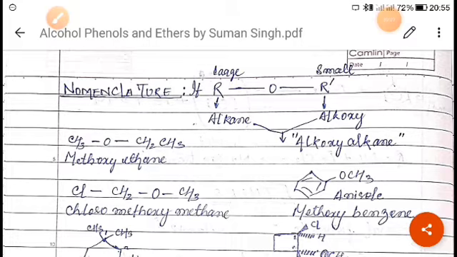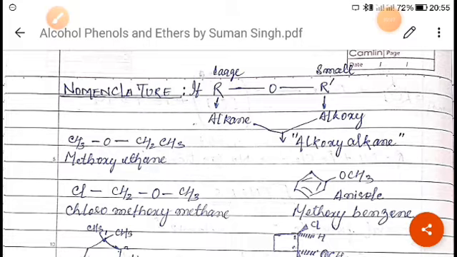a common system, at that time ethers are named according to the alkyl group attached to the oxygen atom. Okay, when we are using a common name, we have to name it according to the alkyl group attached to the oxygen atom. And here the names of the two alkyl or aryl groups linked to the oxygen are written as separate words alphabetically, followed by the word ether.